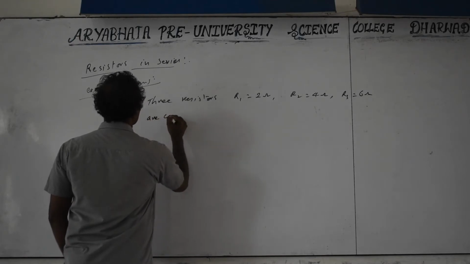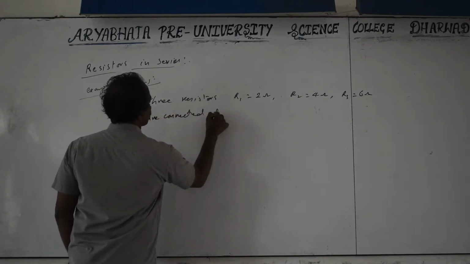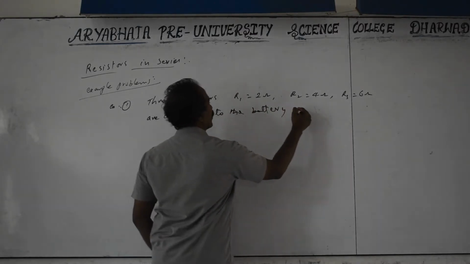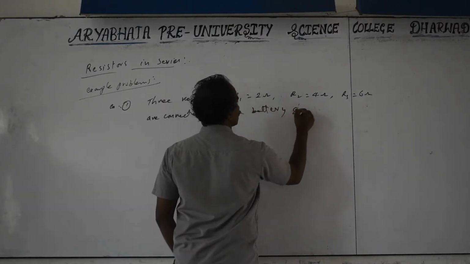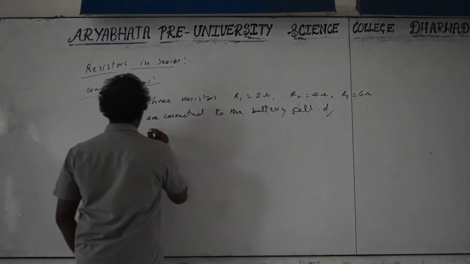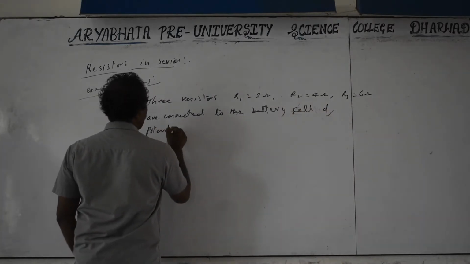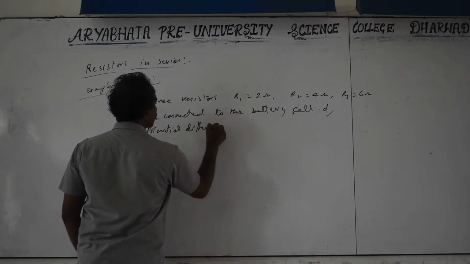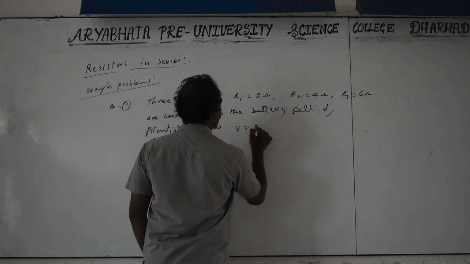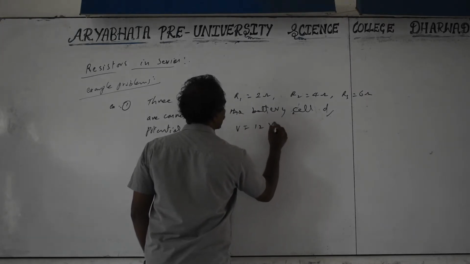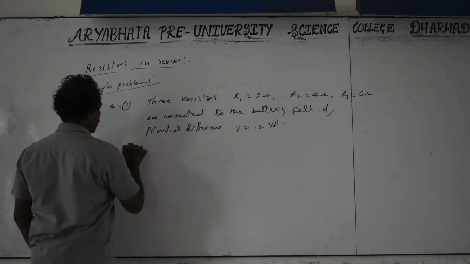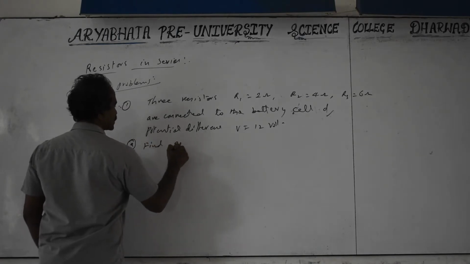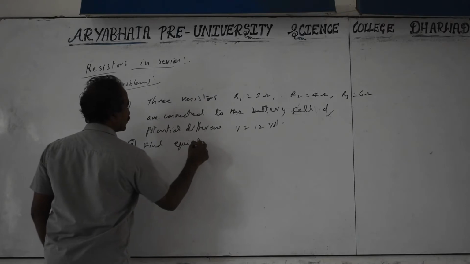Now connect it to a battery cell of potential difference V equal to 12 volts. Find the equivalent resistance.